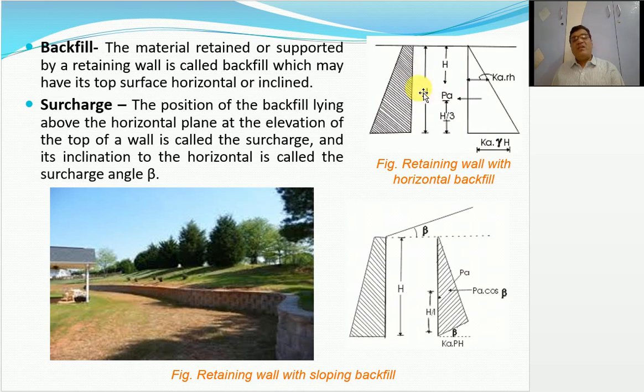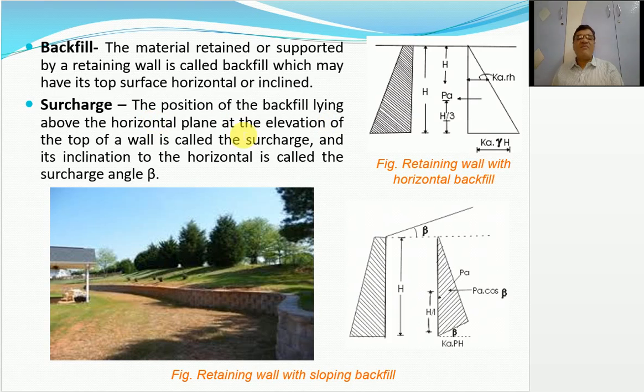Well, when on this backfill some load is provided, it may be due to road traffic, it may be due to railway, it may be due to some construction, that is called uniform surcharge. So this is horizontal but provided with some uniform load, so it is called uniform surcharge. And if that backfill is having some slope at the top, it is called inclined surcharge. So what is that surcharge?